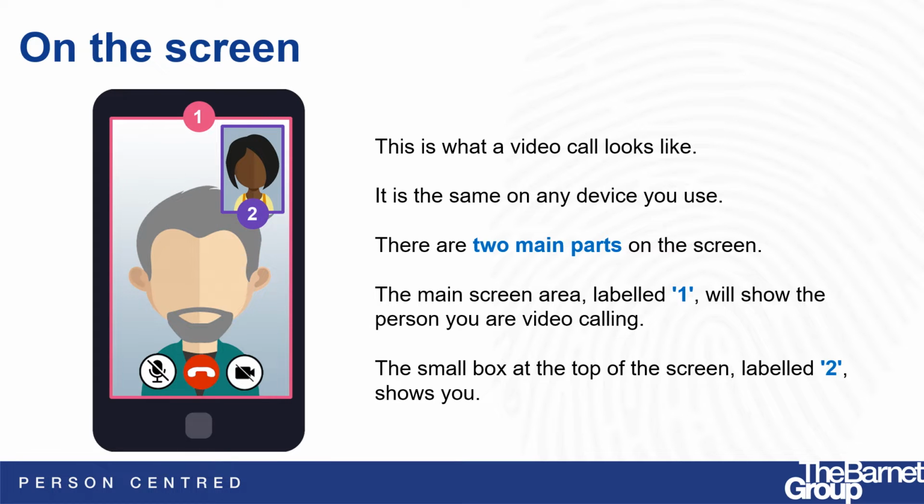This is what a video call looks like. It is the same on any device you use. There are two main parts on the screen. The main screen area labelled 1 will show the person you are video calling. The small box at the top of the screen labelled 2 shows you.